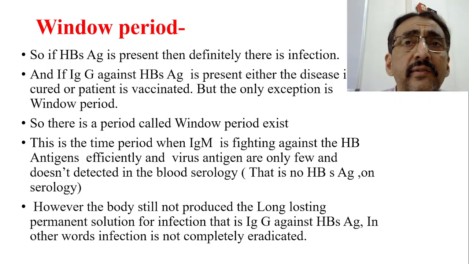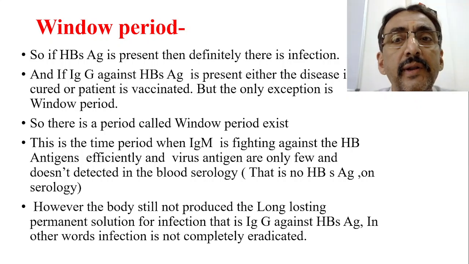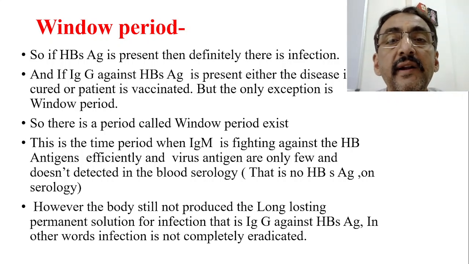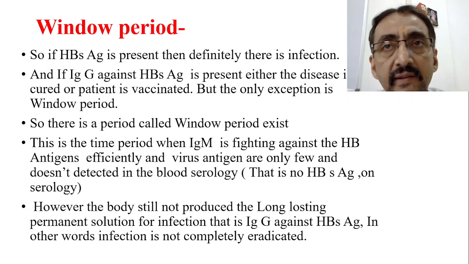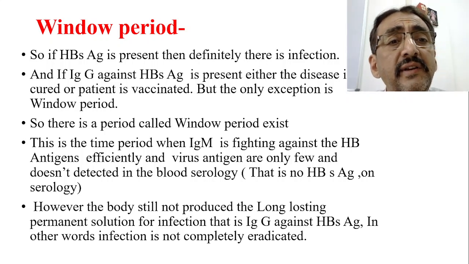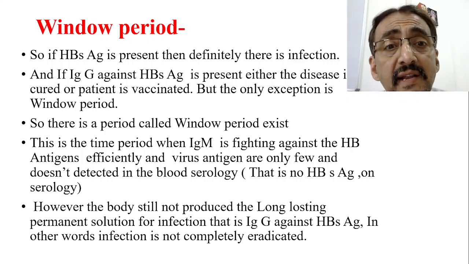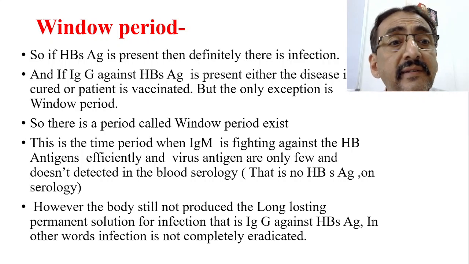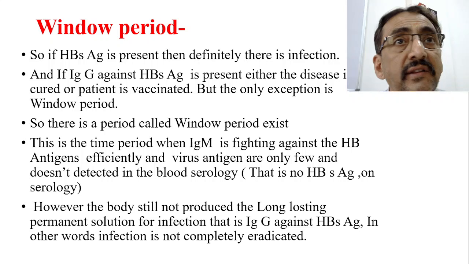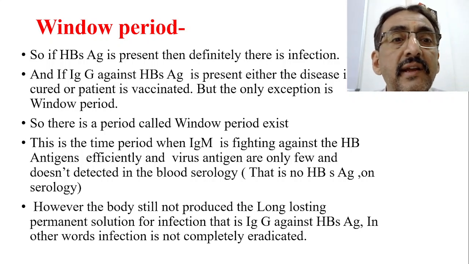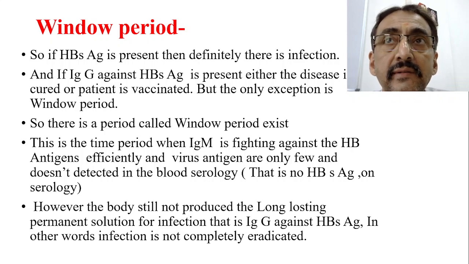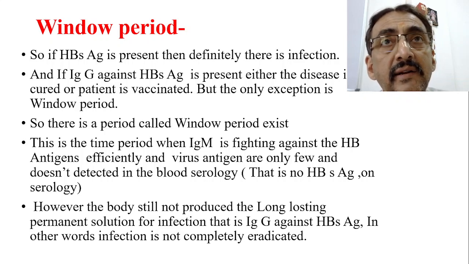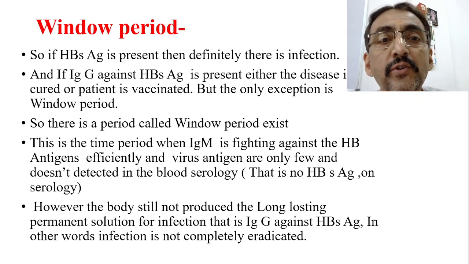In the hepatitis B virus, today we'll discuss the window period. What do you mean by this window period? If hepatitis B surface antigen is present, we know that definitely there is infection. And if IgG is present against hepatitis B surface antigen, then it suggests that either the disease is cured or the patient is vaccinated. Those are the possibilities, because we are giving vaccination against the hepatitis B surface antigen. So if IgG is present, either the disease is cured or the patient is vaccinated. Both possibilities are there.